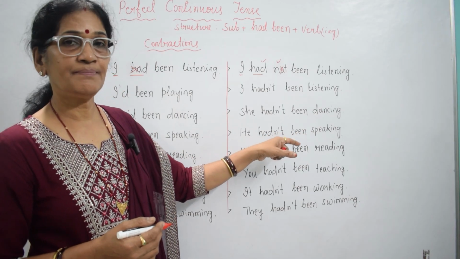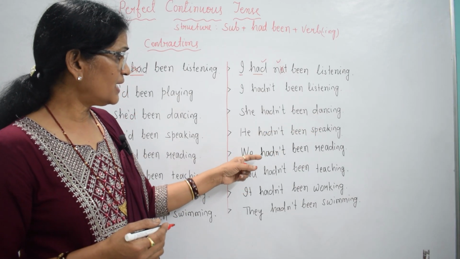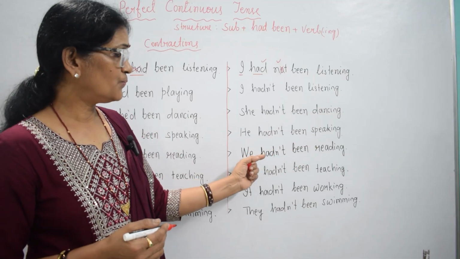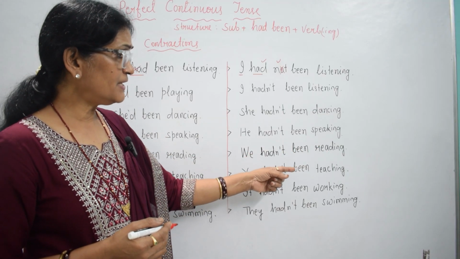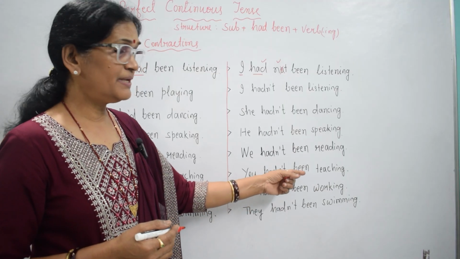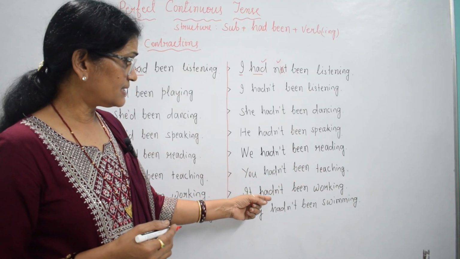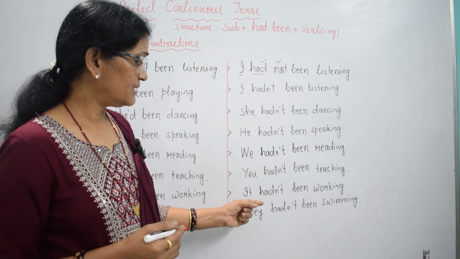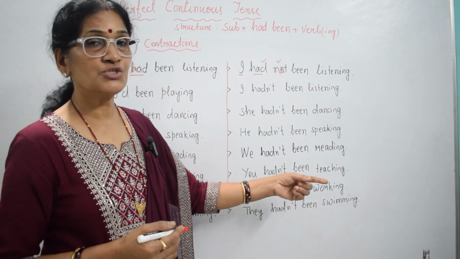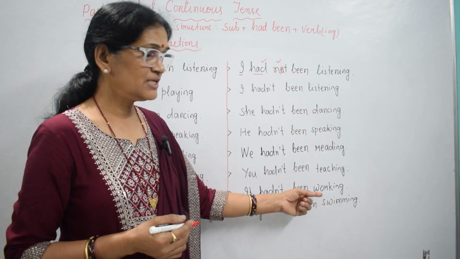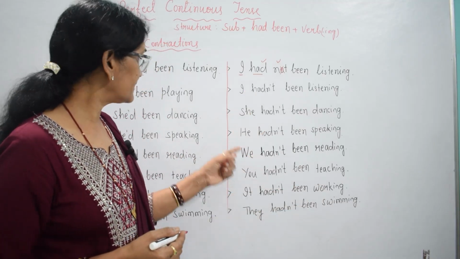He hadn't been speaking. We had not been reading. We hadn't been reading. You had not been teaching. You hadn't been teaching. It had not been working. It hadn't been working. They had not been swimming. They hadn't been swimming. These are the contracted forms.